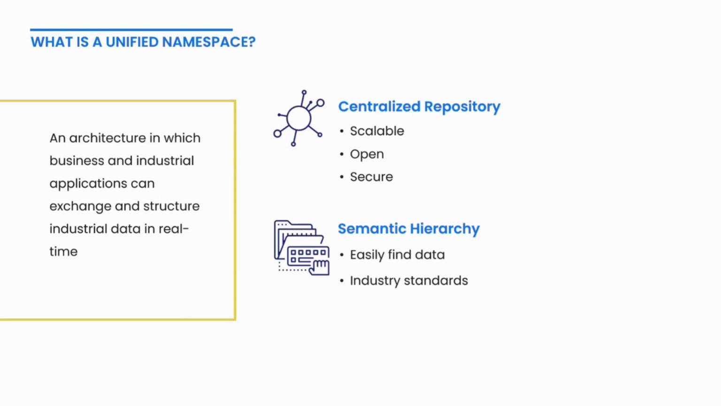So we think there are two components to this. One is there's a central repository that's based on scalable, open, and secure technology, right? And then that central repository stores that real-time data, but it's got to be structured in such a way that people can find it. So there's a semantic hierarchy, which makes it easy to find data, and it's based on industry standards.